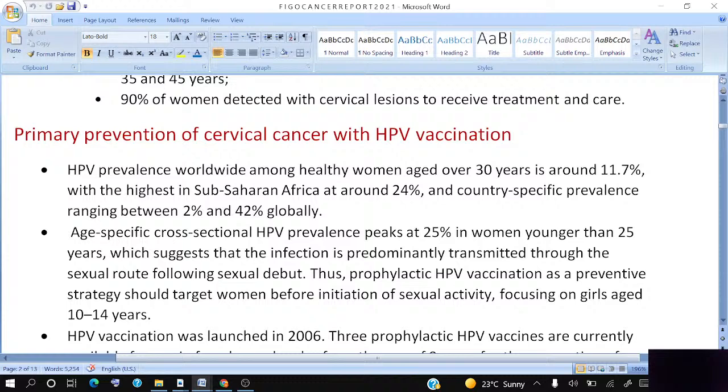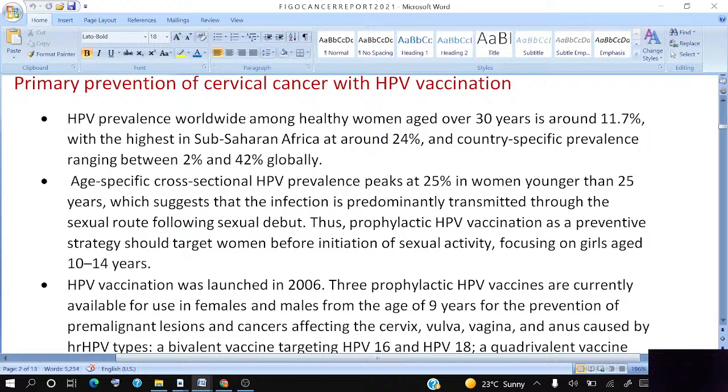Age-specific cross-sectional HPV prevalence peaks at 25%, in women younger than 25 years, which suggests that the infection is predominantly transmitted through sexual routes, followed by sexual debut. Thus, prophylactic measures like HPV vaccination are prevention strategies that should target girls before they initiate sexual activity, especially focusing on girls aged 10 to 14. This is the time before the age-specific peak at 25, according to this data.